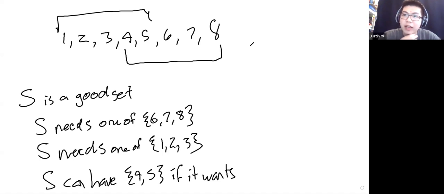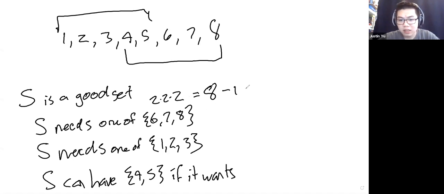And this is another application of this independence thing. All right, there are 2 ways to choose whether this element is in or not, 2 ways to choose whether this element is in or not, and so on. There are 2 times 2 times 2, which is 8. However, this is not it, because we need to make sure that this is not empty. We can't have the empty set because S strictly needs one of these elements. So we actually get 7 here.